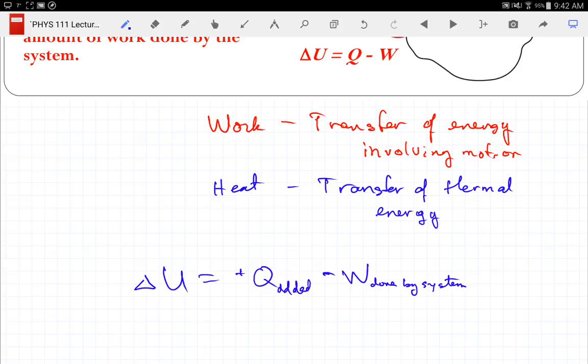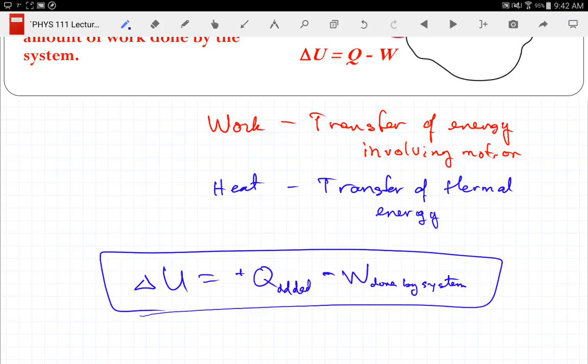So the really key thing is energy isn't created or destroyed. And then we talk about the ways that energy can be transferred, and we get this equation. So that's our equation for the first law of thermodynamics. It's very important.